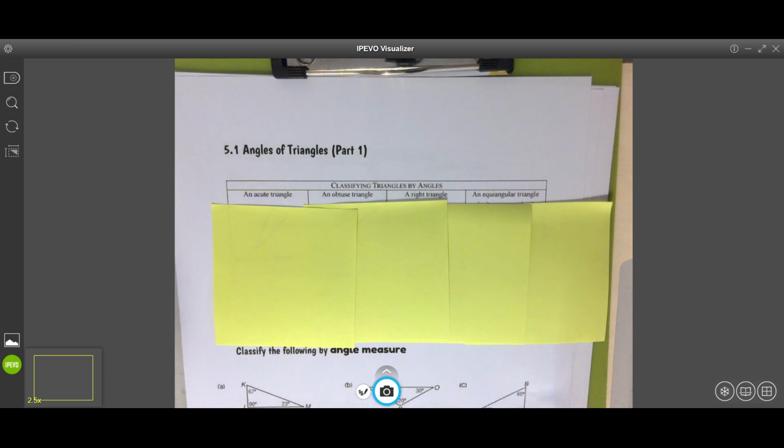All right, so today we're starting chapter 5. We broke up 5.1 into 4 sections, so this is going to be the first section, and we're going to focus in on parts of a triangle. So the first part is angles of a triangle, and there are 4 types.